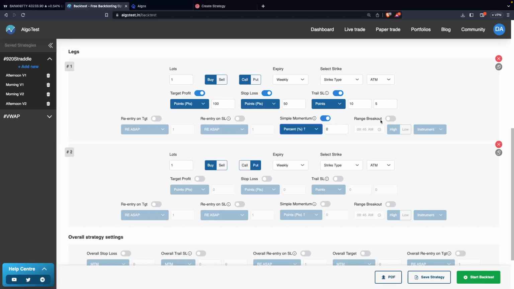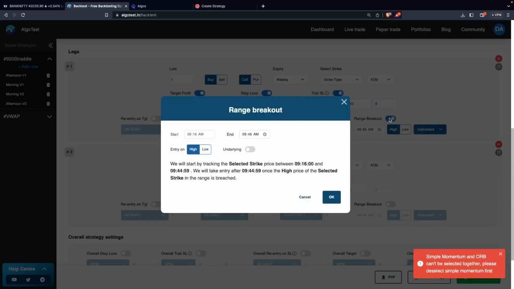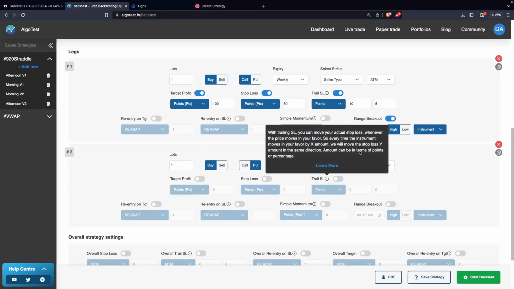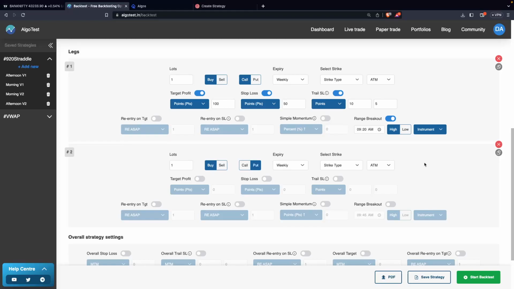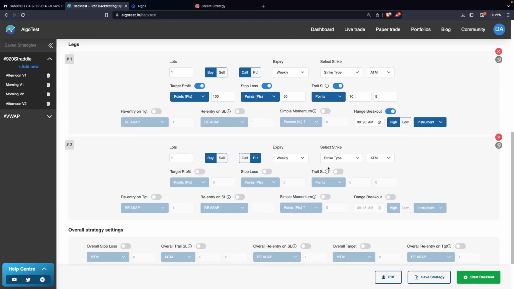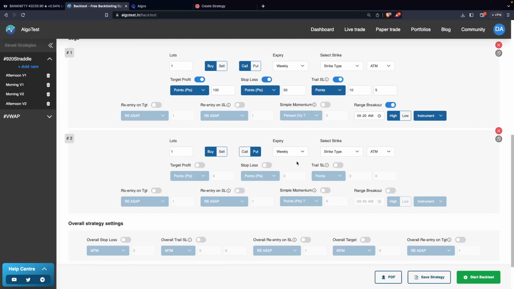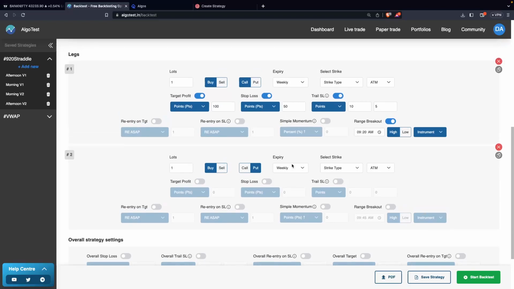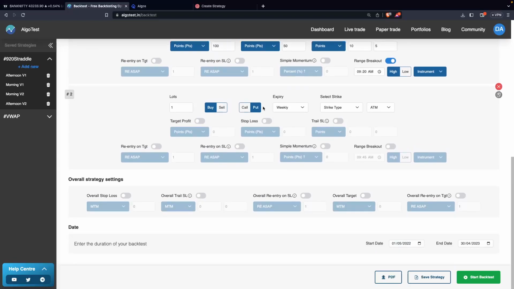And one more option is there for the range breakout. If you go for range breakout, then the market will be watched after 9:16 up to a time, for example 9:20, and if the high is broken, then the algo will take a trade. Based on these settings, we need to duplicate it for the put side or have some different settings for the put side. In this way, we can create both legs, the call leg and also the put leg.